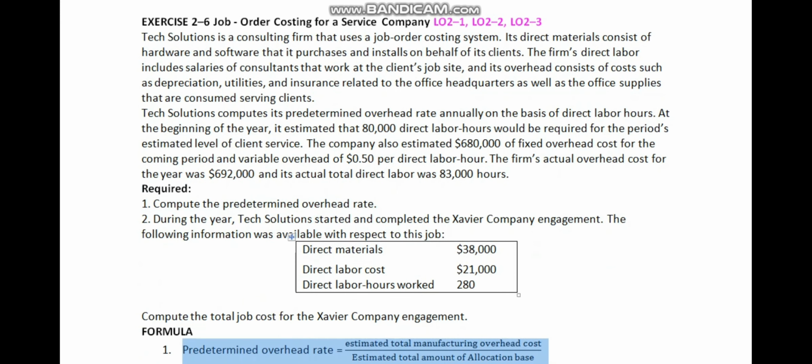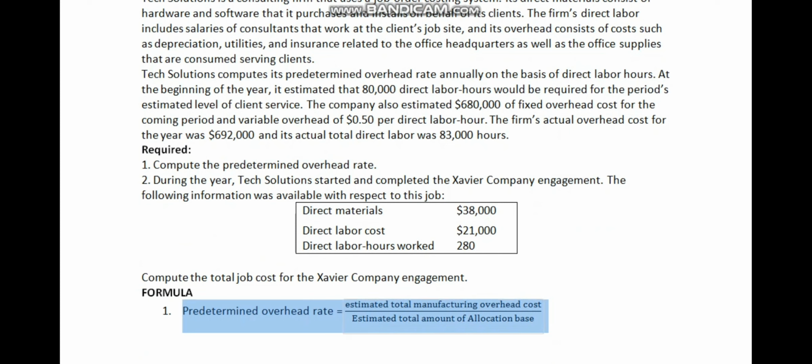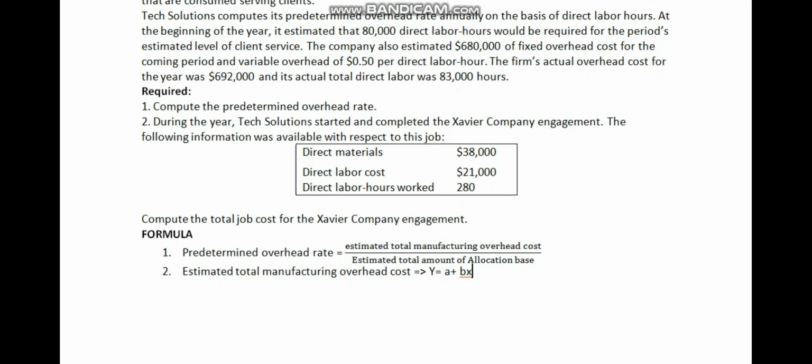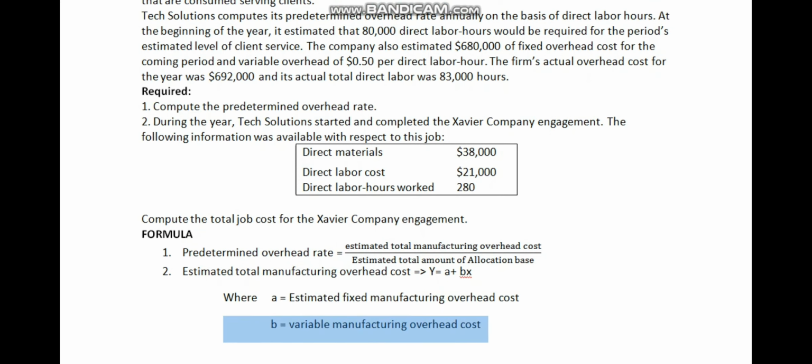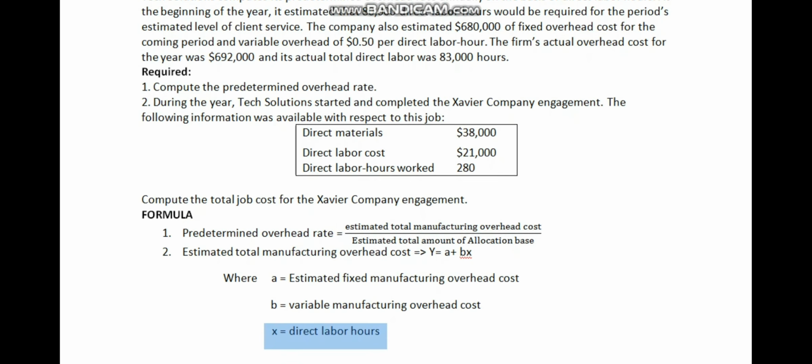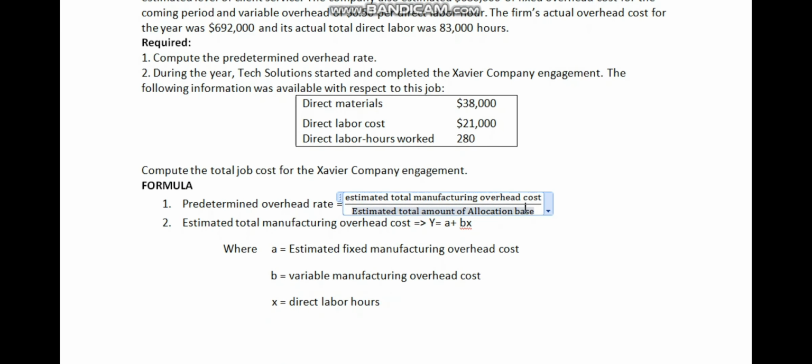Now the formula for predetermined overhead rate is estimated total manufacturing overhead cost divided by estimated total amount of allocation base. Now we do have the estimated total amount of allocation base, but the estimated total manufacturing overhead cost is missing in this question, so we need to calculate that. The formula for that is y equals a plus bx, where a is the estimated fixed manufacturing overhead cost, b is variable overhead cost, and x is your direct labor hours, again the estimated total amount of allocation base.